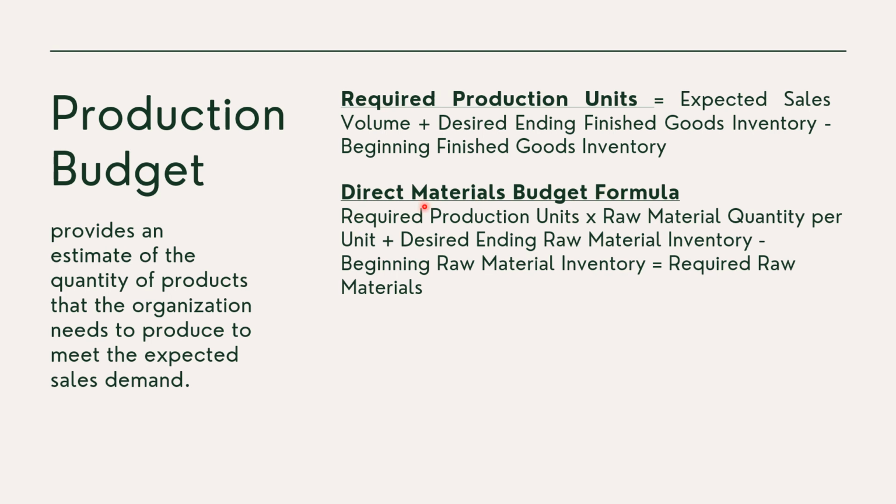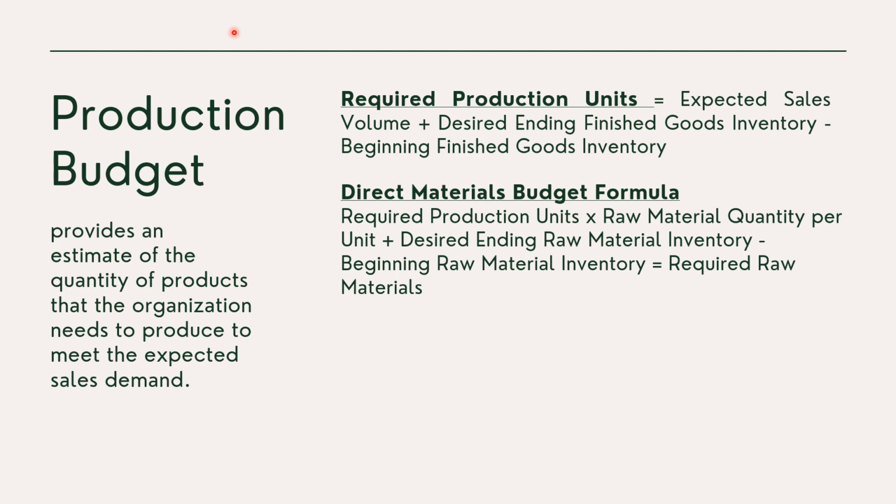How are you going to get the direct materials budget, class? You just multiply the required production units by the raw material quantity per unit. Plus, you add the desired ending raw material inventory and deduct the beginning raw material inventory to get the required raw materials. Don't worry because we will have an example or illustration later.